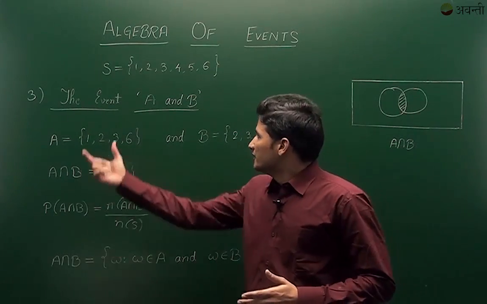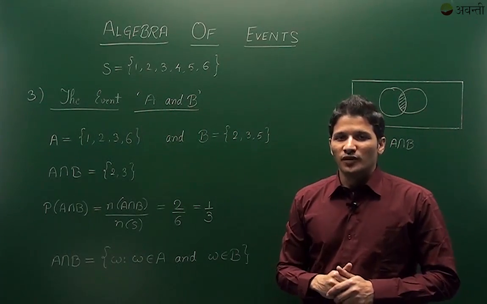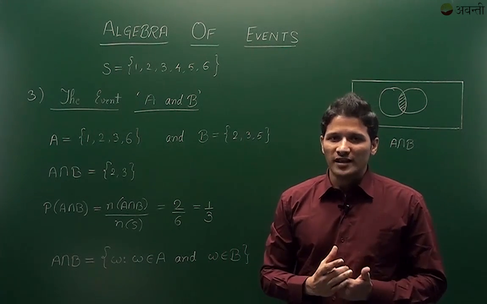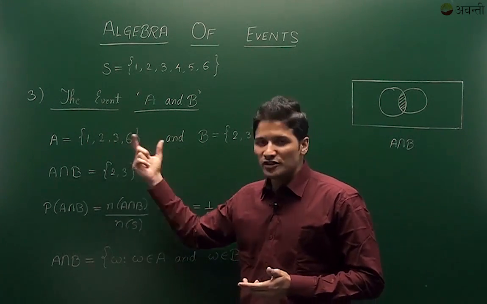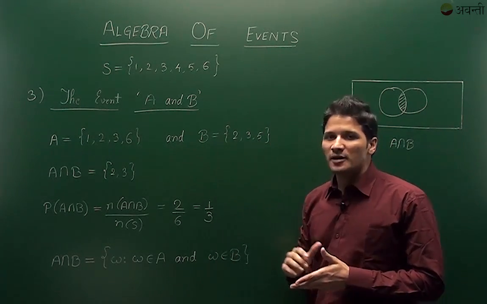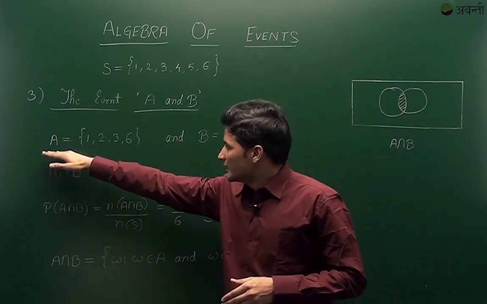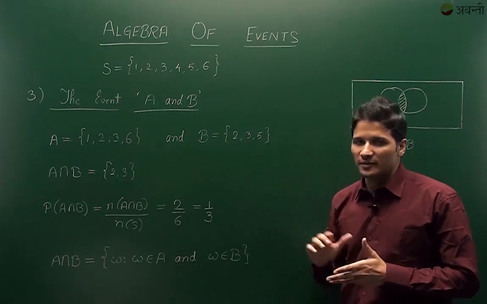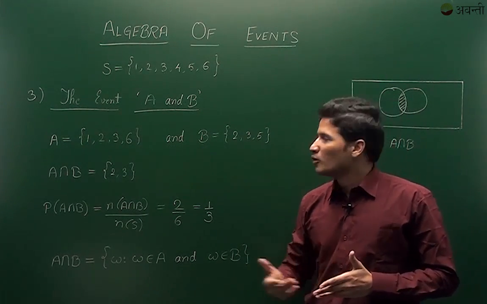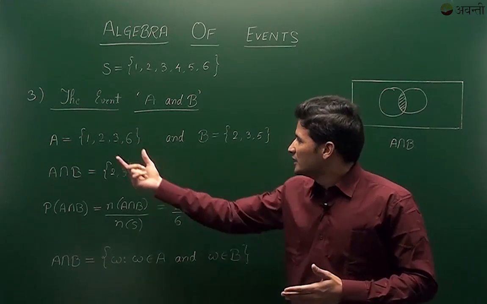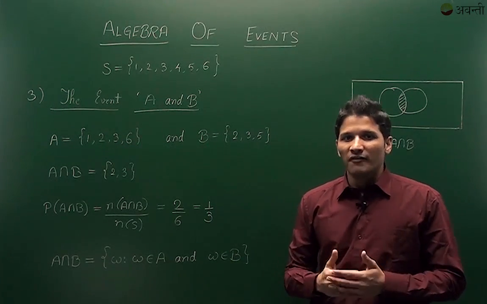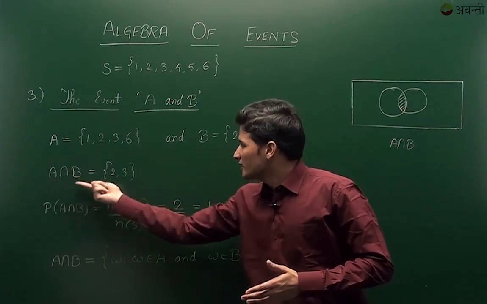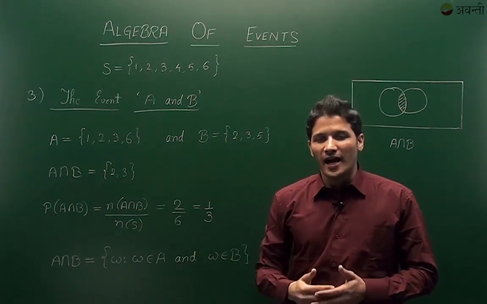Next we have the event A and B. So in this case we'll continue the previous example only. In this previous example we defined two events. Event A, outcome is a divisor of 6, and event B, outcome is a prime number. So the set A contains these 4 elements 1, 2, 3, 6, and set B contains these 3 elements. Now the elements which are common in both these sets are 2, 3, and this is called the event A and B, which is denoted by A intersection B equals {2, 3}, and this set represents our event A and B.